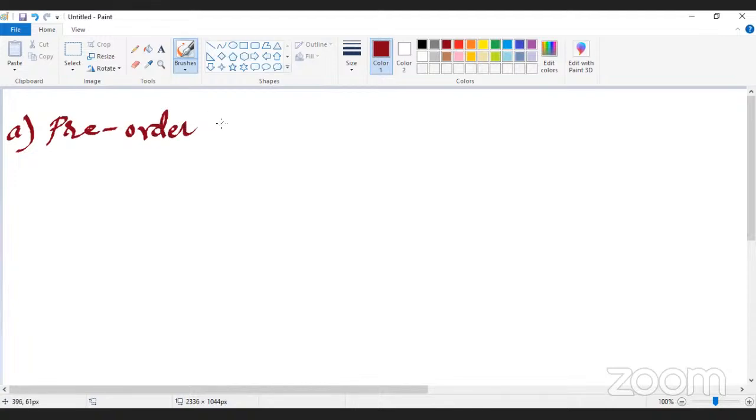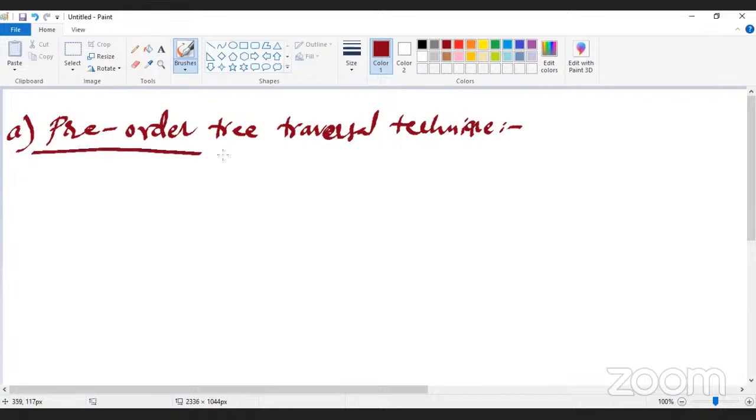First, the pre-order tree traversal technique. Okay, I'll take one example from our previously discussed elements, and we will implement this one. Just a few minutes.